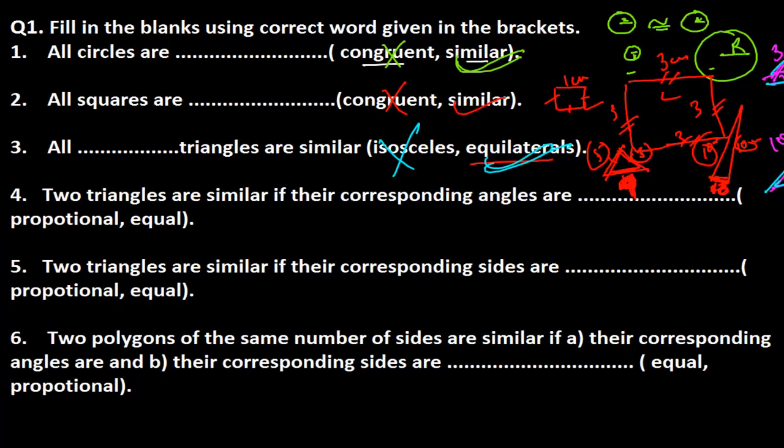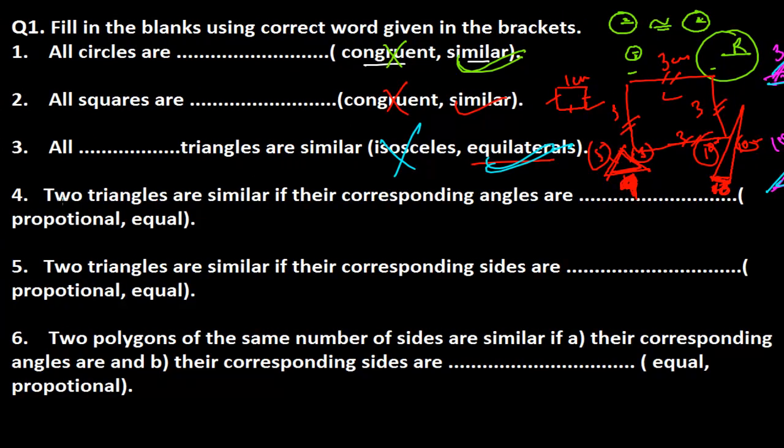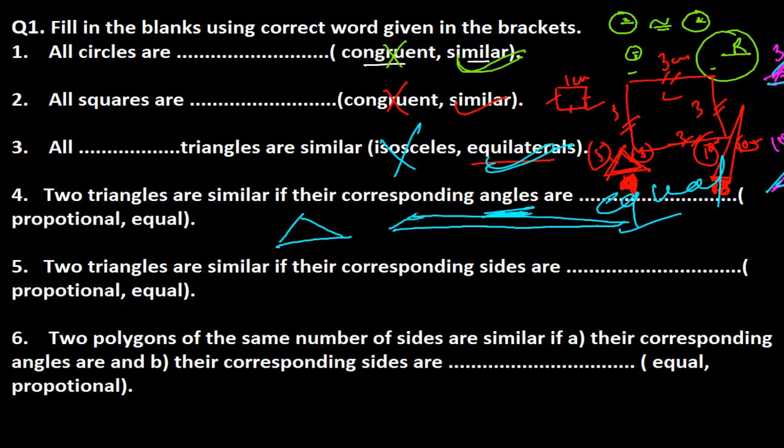Similarly, from the definition itself, two triangles are similar if their corresponding angles are equal and sides are proportional. Angles must be equal. Then how will the figures look? Here is one triangle, and I have another triangle, something like this. This is an obtuse angle and this is an acute angle. See, they aren't looking the same. To look the same, both triangles should have the same angles.